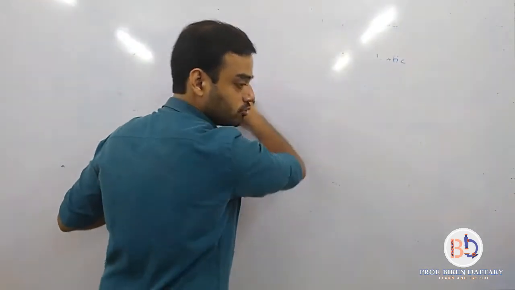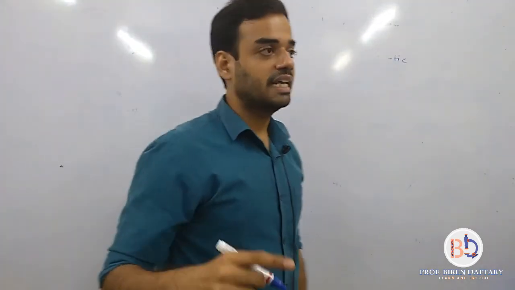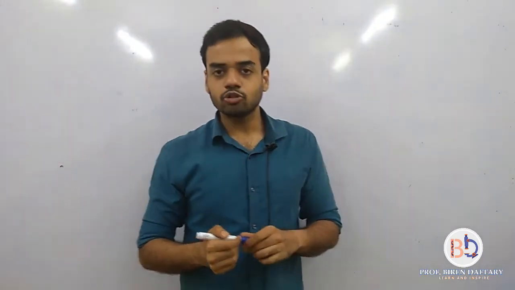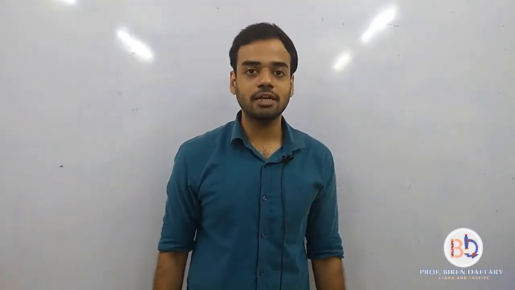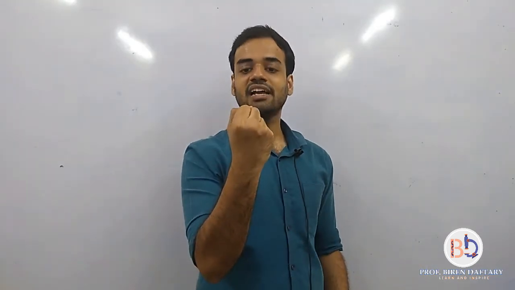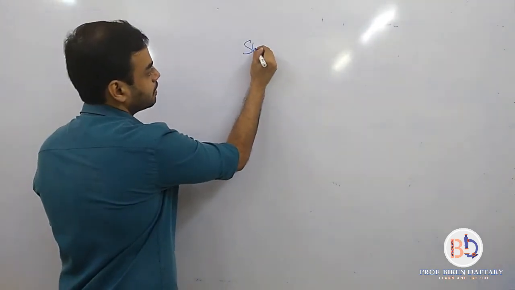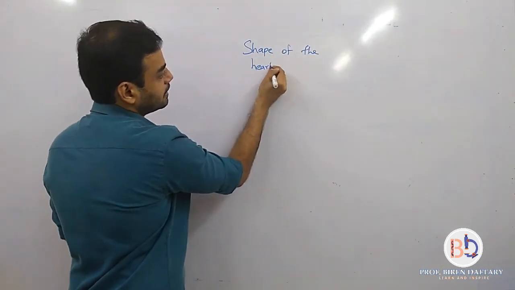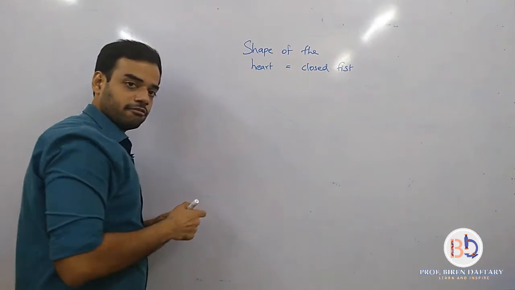I have already taught you the basic anatomy of the heart. The first thing that we are going to learn about the heart is its overall structure. Does anybody know the structure of the heart? If I ask you the shape of the heart, it is like a fist. The fist that we make, exactly that shape is the heart. So I can say that the shape of the heart is like a closed fist. It is just like when we close our fist.